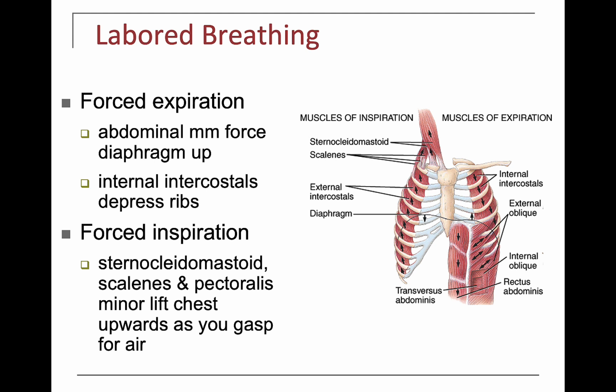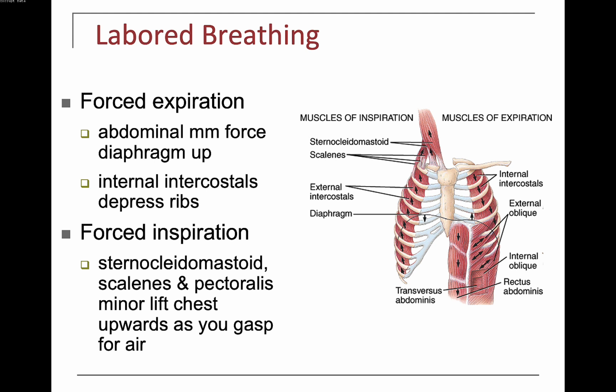In forced inspiration, we will also use more muscles that will pull up the ribs, and those are going to be the sternocleidomastoids, scalenes, and pectoralis minors that are going to lift up ribs 1 through 5 to allow more space in the lung, more volume, so that the pressure can drop lower than atmospheric pressure, and we're going to inhale larger amounts there.